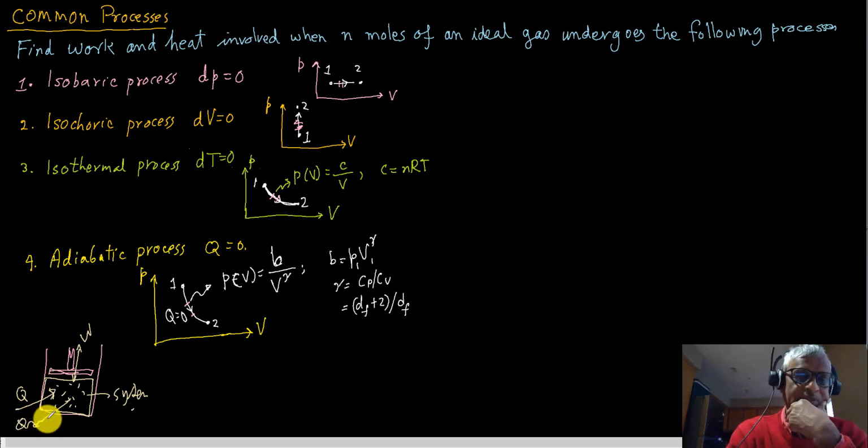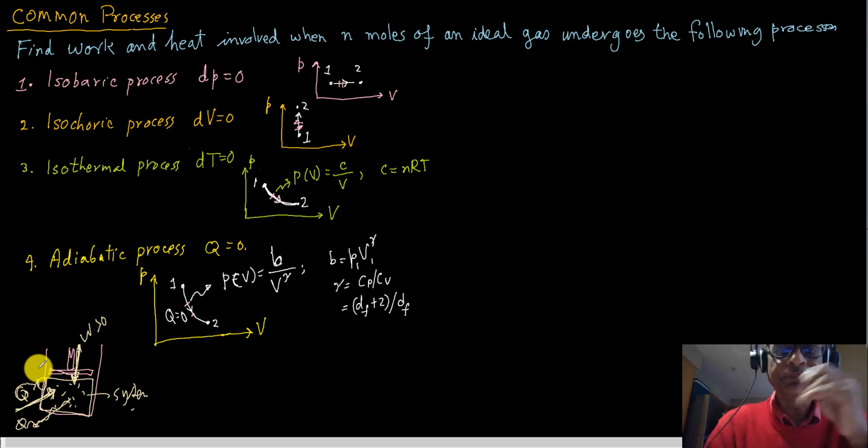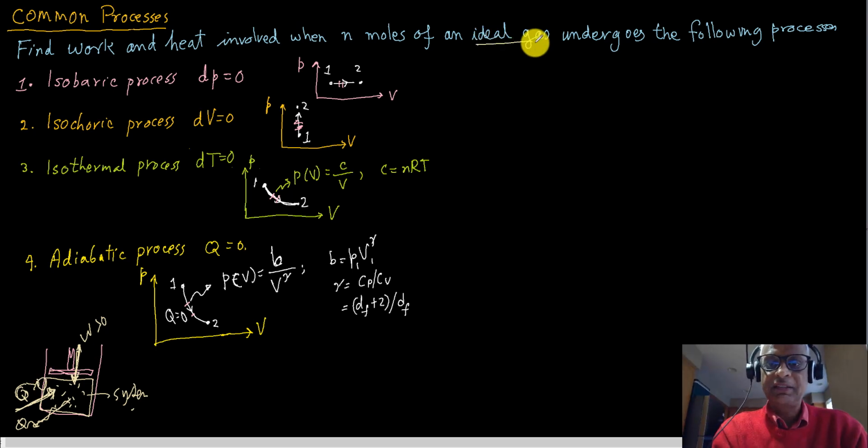So the W is greater than 0 if the system is compressed. When heat goes in, Q is positive. So there's a notation for us. Okay, maybe you can try some of these, and this is an ideal gas.